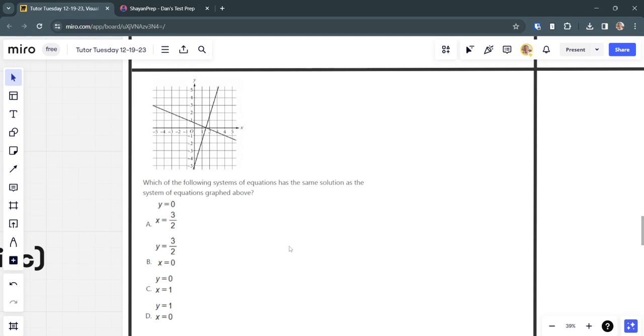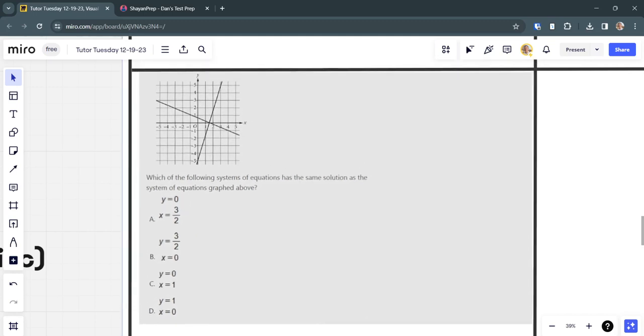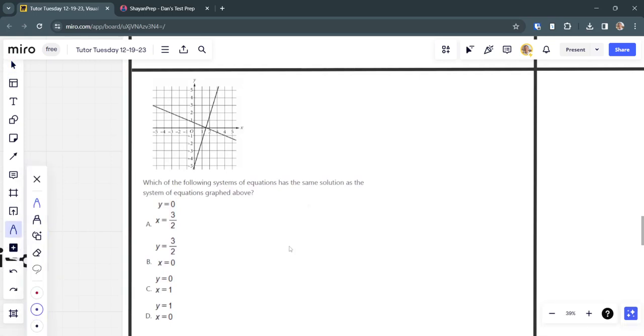I don't know. I don't see any messages yet. But what we can do for this one is if we want something that has the same solution, we have to first figure out what the solution is, and that's where these two equations intersect. That's specifically at the point, well, what it looks like to me is around 3/2 on the x and 0 on the y.